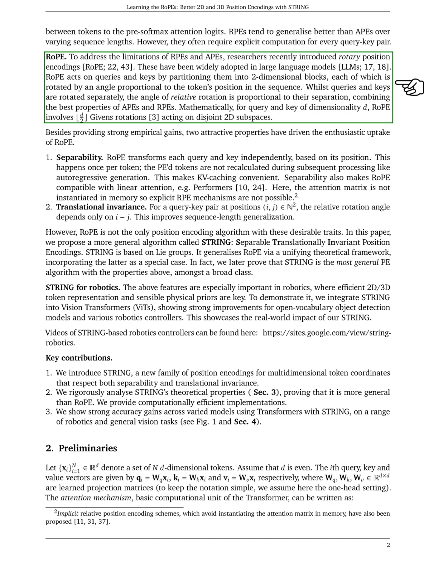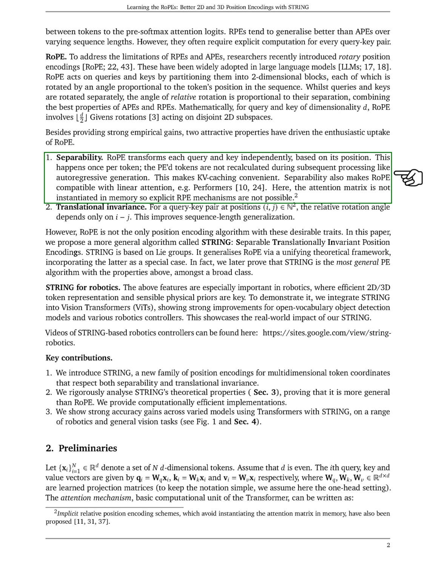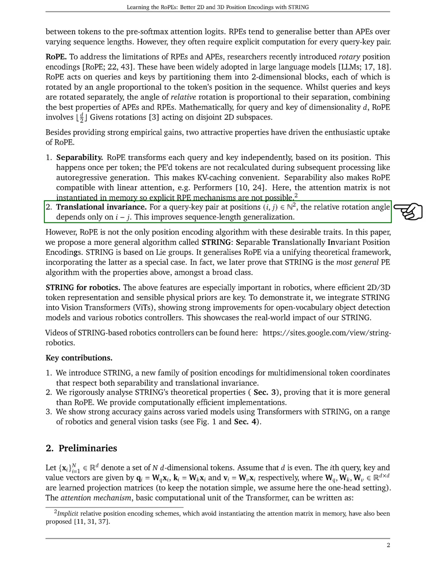RoPE enhances the way we handle queries and keys by dividing them into two-dimensional blocks and rotating these blocks based on the token's position. This method allows us to maintain the advantages of both APEs and RPEs. Specifically, RoPE transforms each query and key independently, which simplifies the caching of key value pairs during processing.